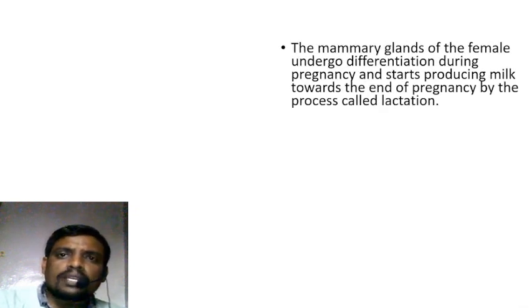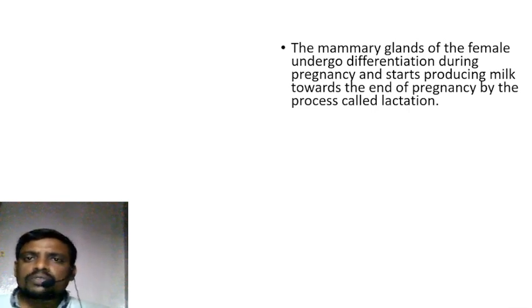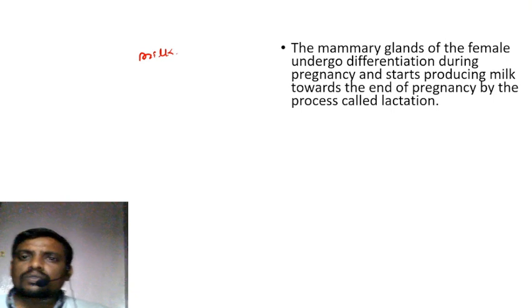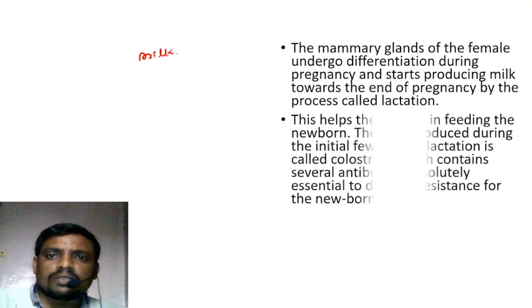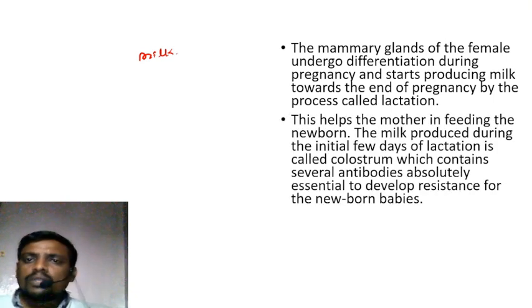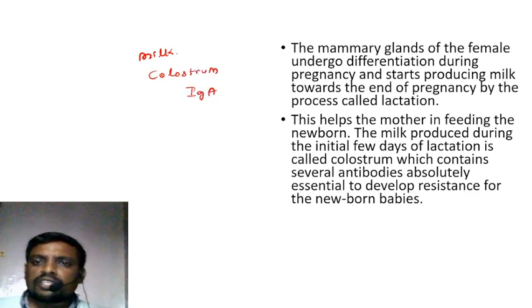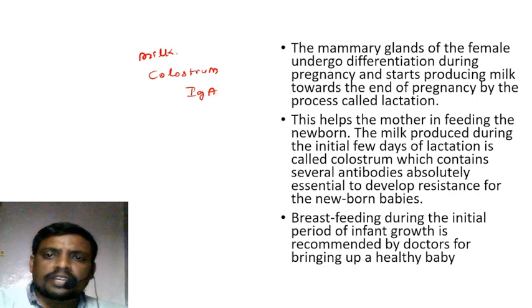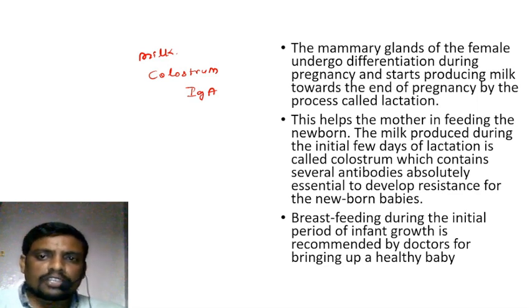Now the mammary glands fully undergo differentiation and start producing milk. The first milk of the mother is called colostrum and the process is called lactation. What is that called? Lactation. Colostrum richly contains antibodies of the IgA type, which are necessary for newborn babies. Breastfeeding during the initial period of infancy is recommended by doctors.